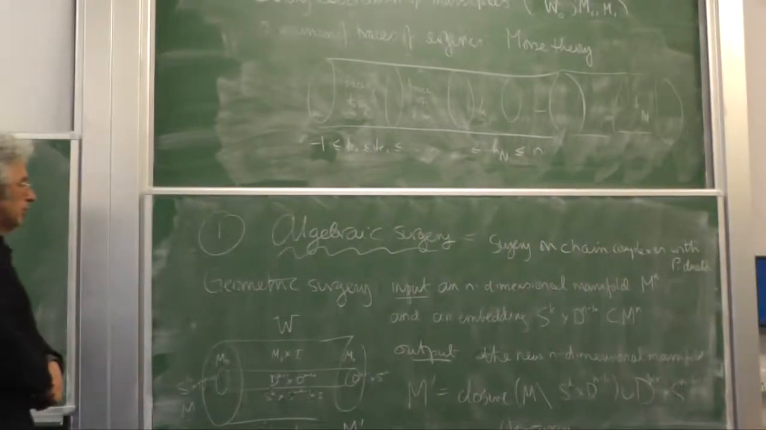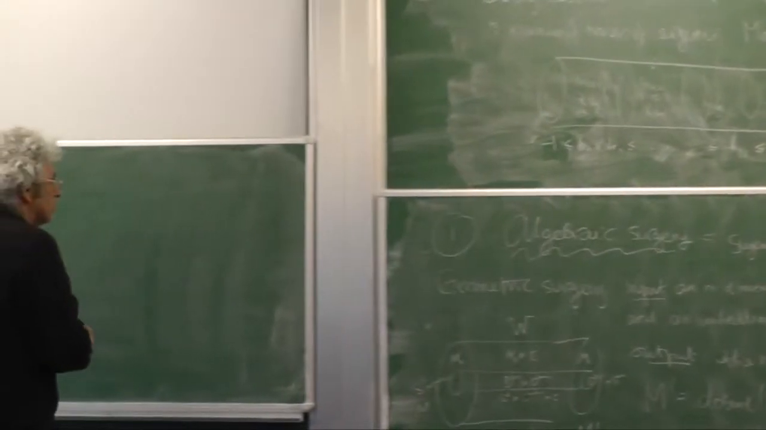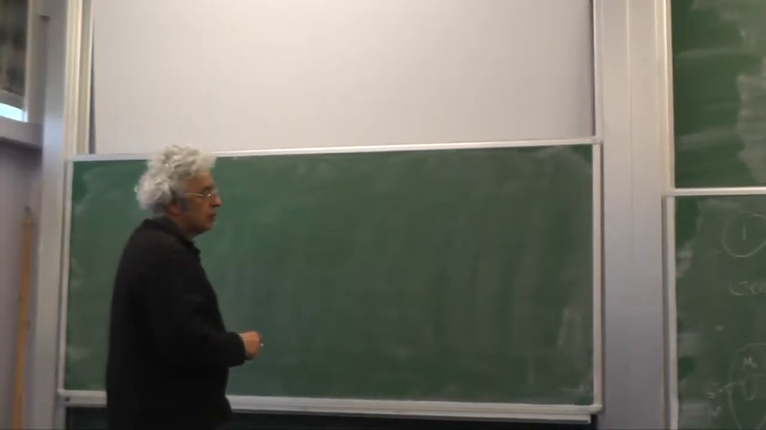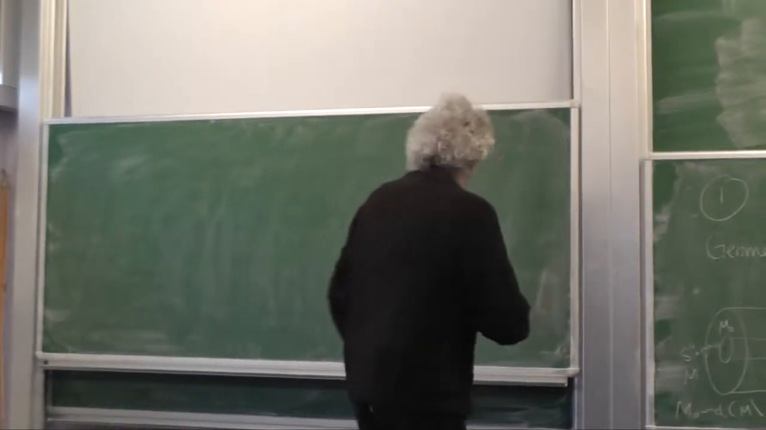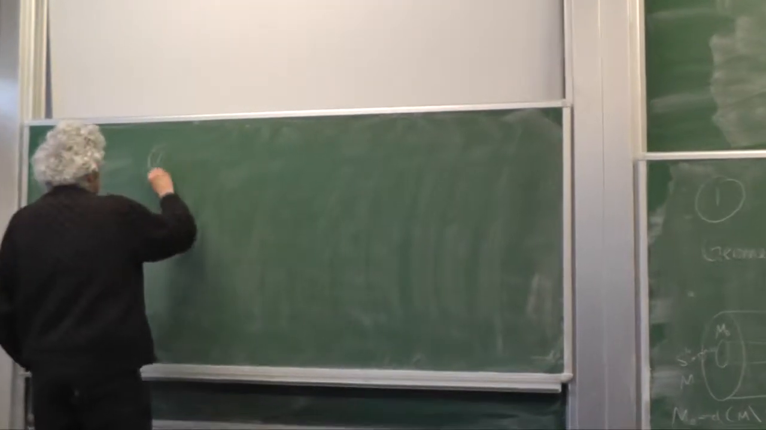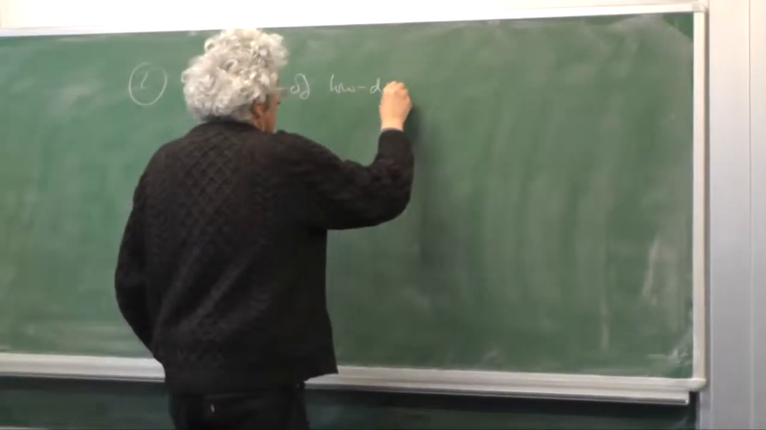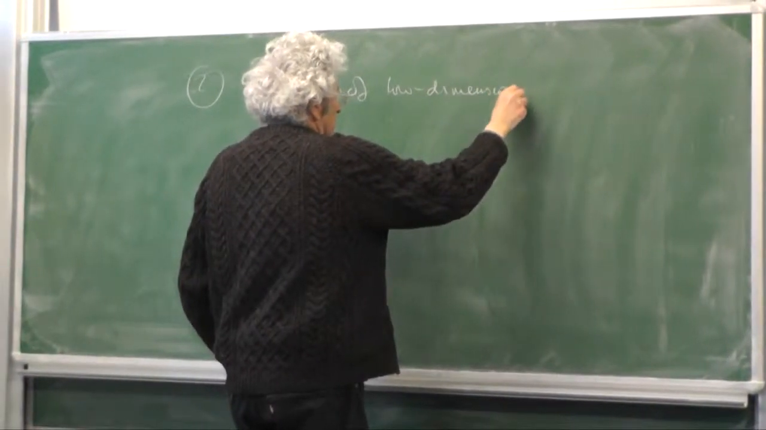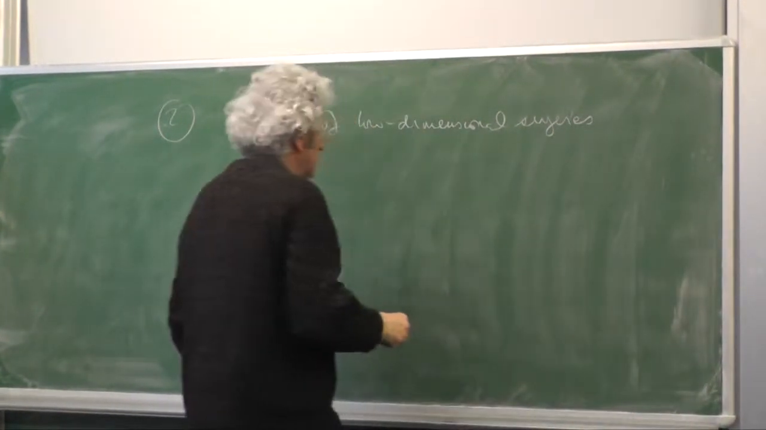Now, it's not quite true. I mean, you have to work in some kind of relative situation. So let's just look at some special cases of geometric surgery and what it does in algebra. So the examples of low-dimensional surgeries. And then I'll explain what happens in algebra.